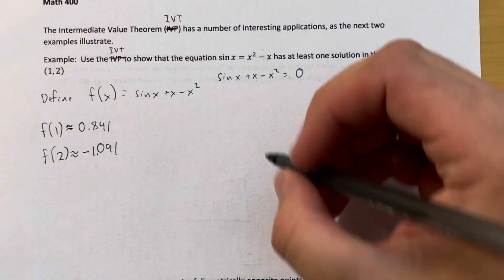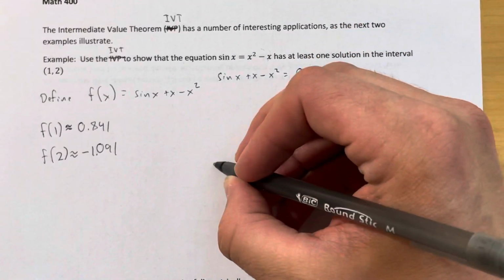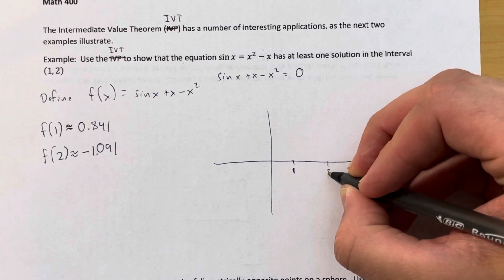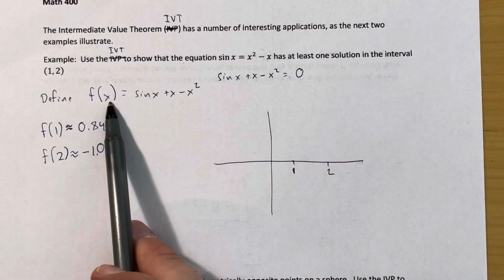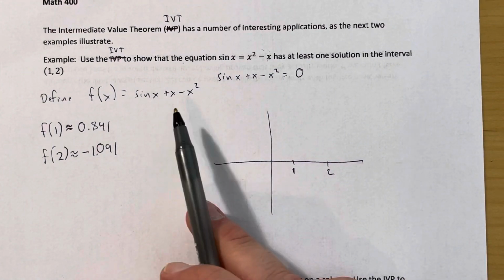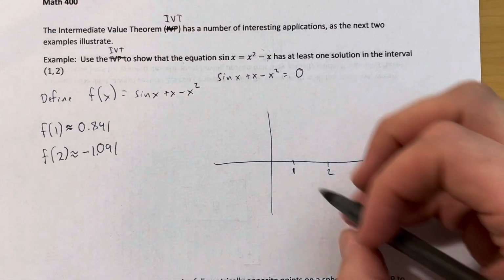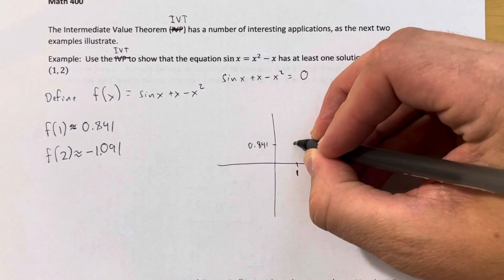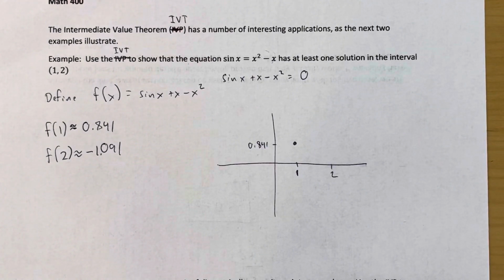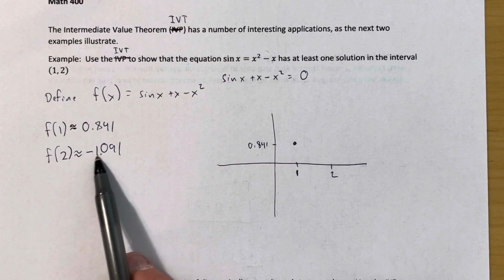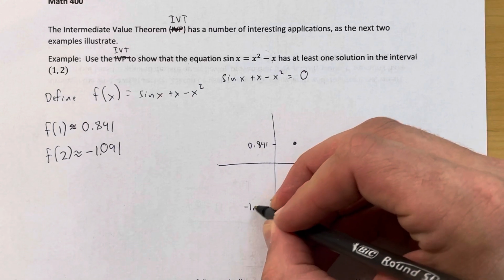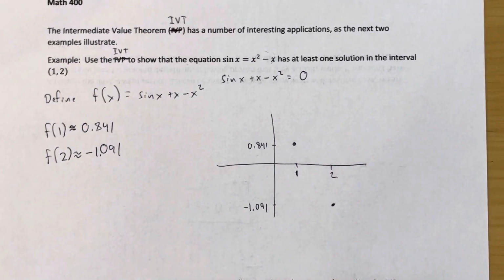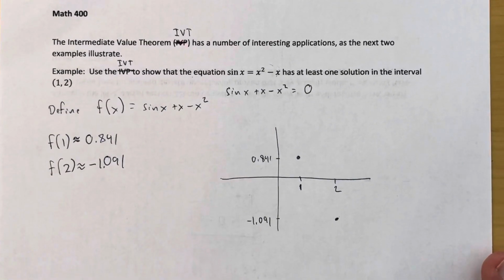Why does that matter? Well, suppose I wanted to graph these points. Remember, these would be points on the curve of this function. The f of 1 is giving me a positive number, something like 0.841. So I would have a point there on my curve. F of 2 is giving me a negative number, negative 1.091 after rounding. That gives me a point down here. Okay. Now look at the function.